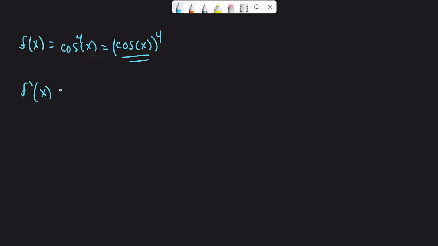Okay, so our equation for our problem is going to be f of x is equal to the cosine of x to the fourth power. And this is the same thing as cosine of x raised to the fourth power. These mean the same thing. And so we want to find the derivative of this function. So I will notate it as such. The derivative of f of x is going to be equal to, and in order to figure this out, we will apply the chain rule.